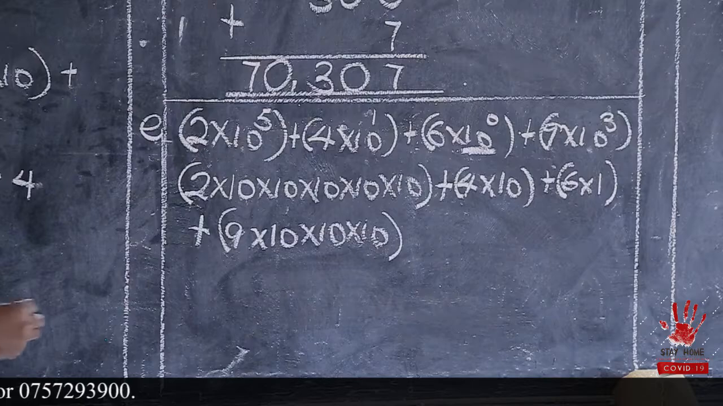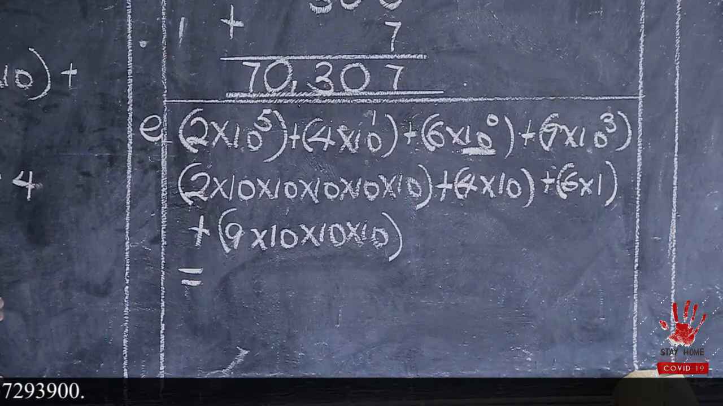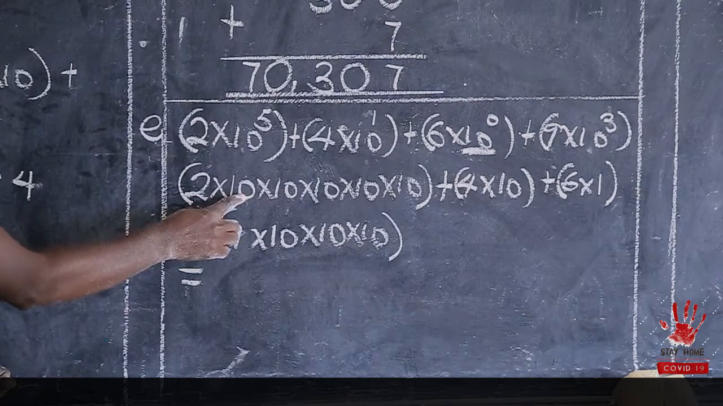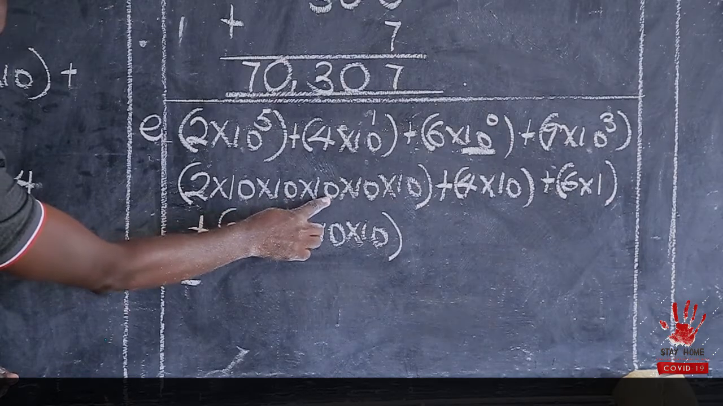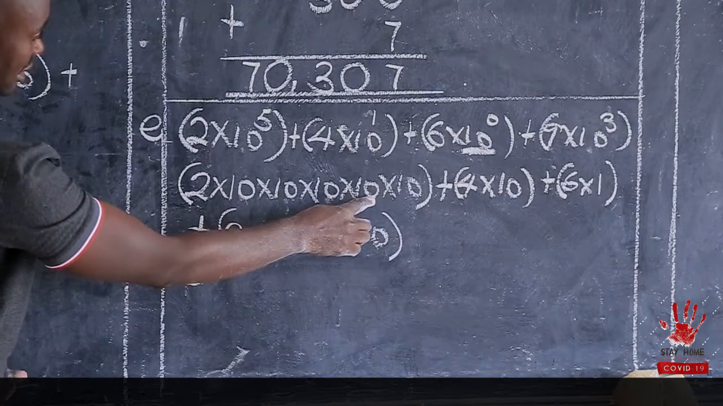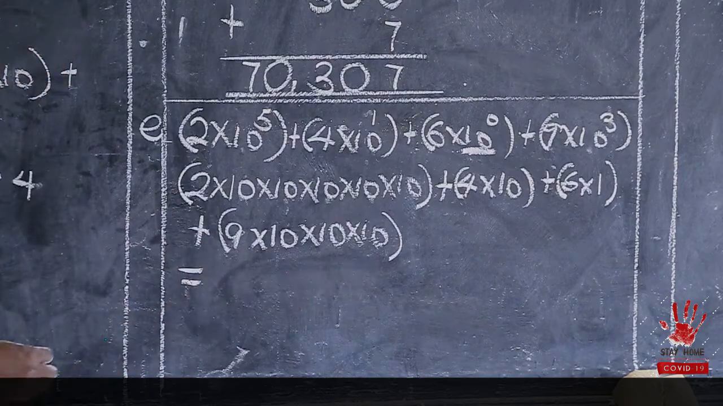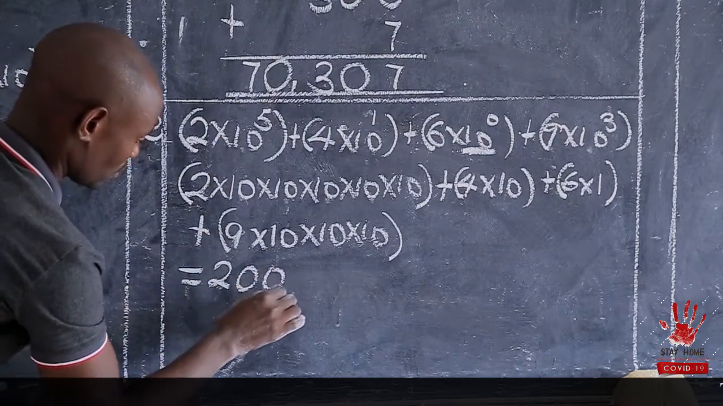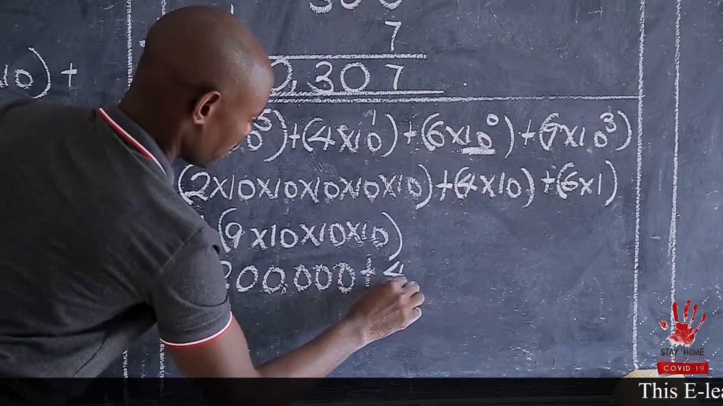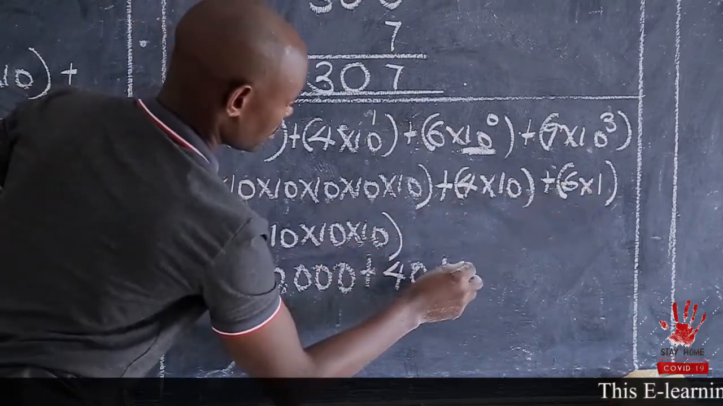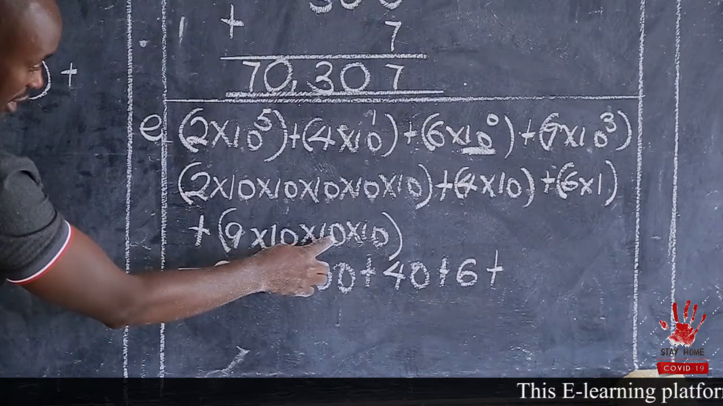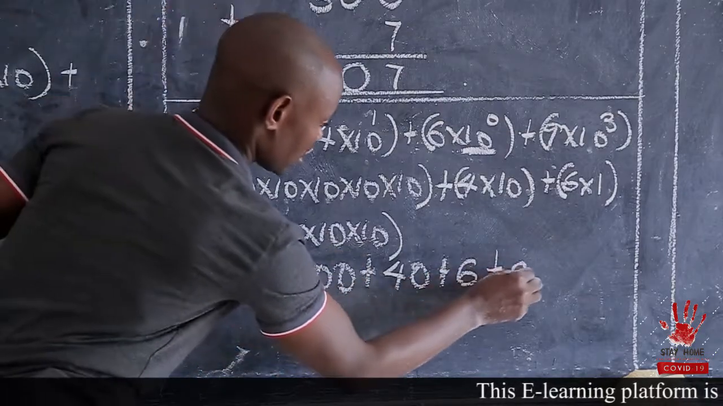Okay, can we get now the values? We can get the values. This one is going to give us 2 times 10, which is 20. 20 times 10, 200. Times 10, I mean, 2,000. Times 10, 20,000. Times 10, 200,000. Then plus 4 times 10, we shall get 40. What about 6 times 1? We are getting 6. What about 9 times 10, 90, times 10, 900, times 10, 9,000.